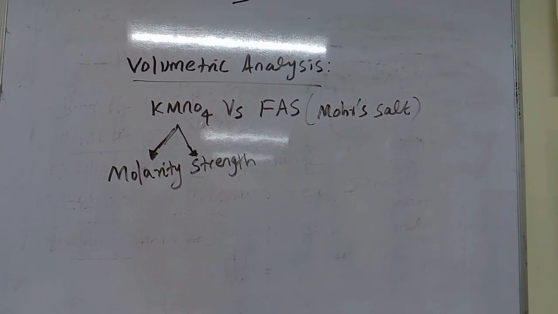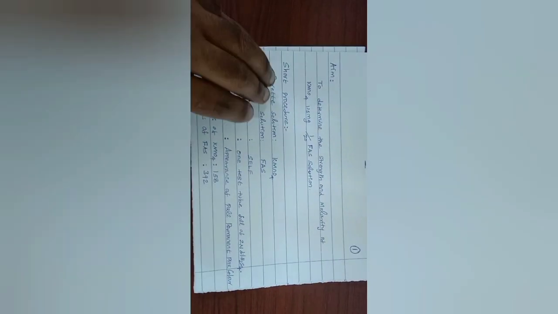Let me prepare the standard solution. Before preparing the standard solution, students want to write the following in the answer sheet. Aim: to determine the strength and molarity of KMnO4 using N/20 FAS solution. Short procedure: burette solution, KMnO4; pipette solution, ferrous ammonium sulfate; indicator, self-indicator; condition, 1 test tube full of 2 normal dilute sulfuric acid; endpoint, appearance of pale permanent pink color; molar mass of KMnO4 158, molar mass of FAS 392.